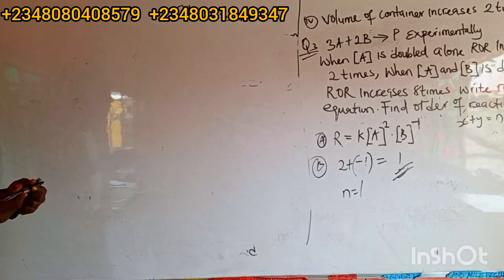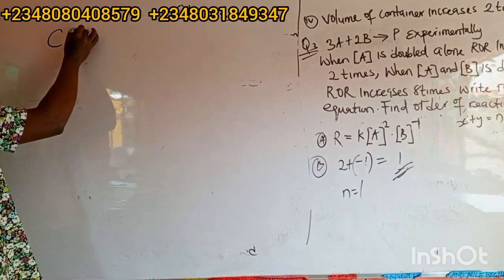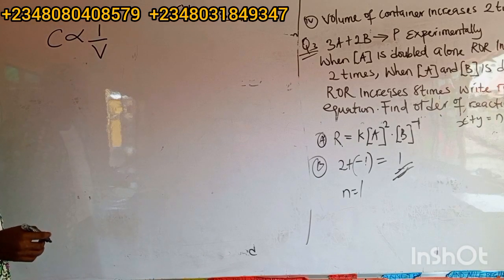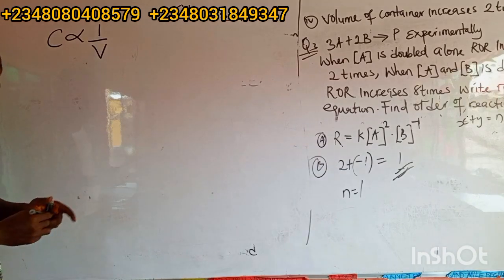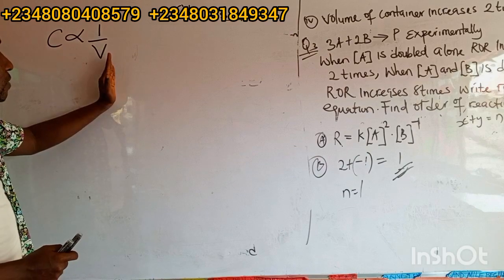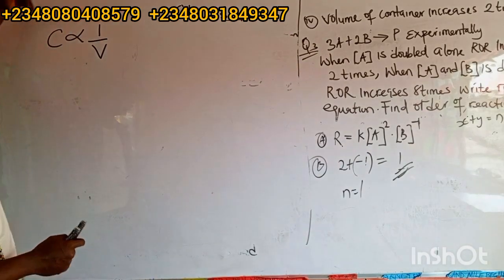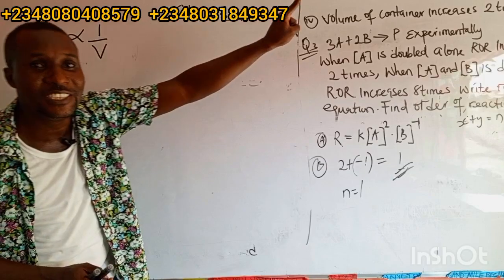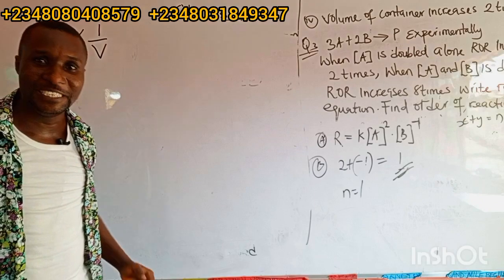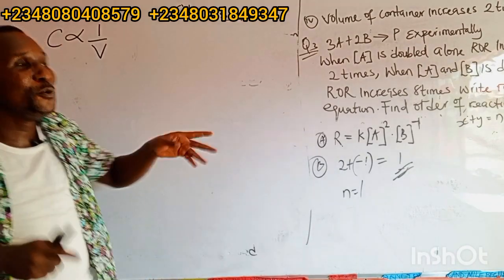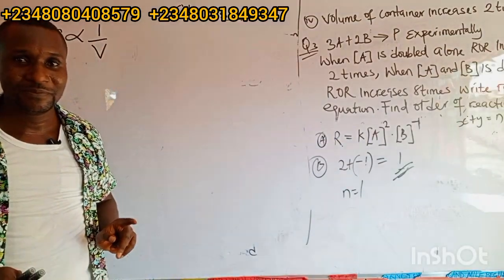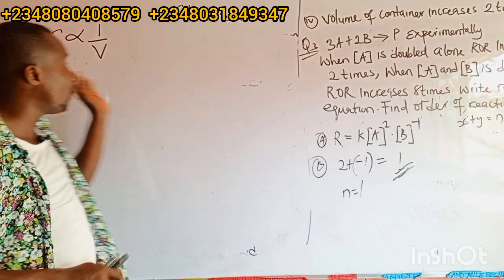Take note before we know this. Concentration is inversely proportional to volume. Take note of this statement. If concentration increases, what happens to volume? Decreases. If volume increases, what happens to concentration? Decreases. Then if volume increases 2 times, what happens to concentration? It decreases 2 times. That's the meaning. If volume increases 2 times, concentration decreases 2 times, because concentration is inversely proportional to volume.